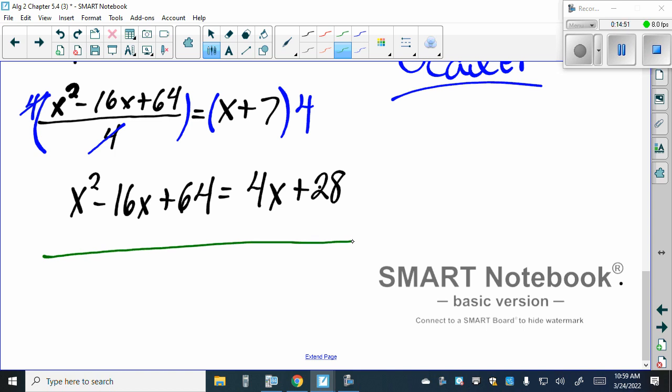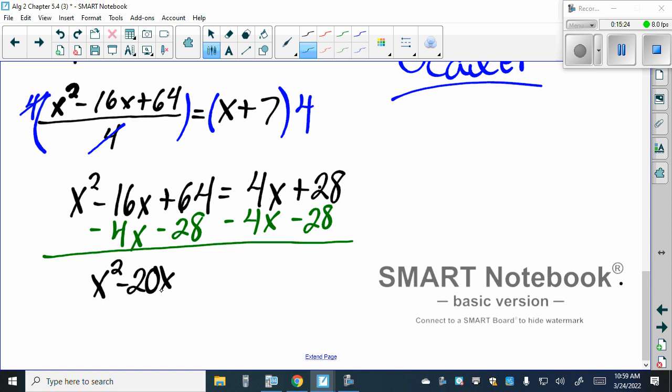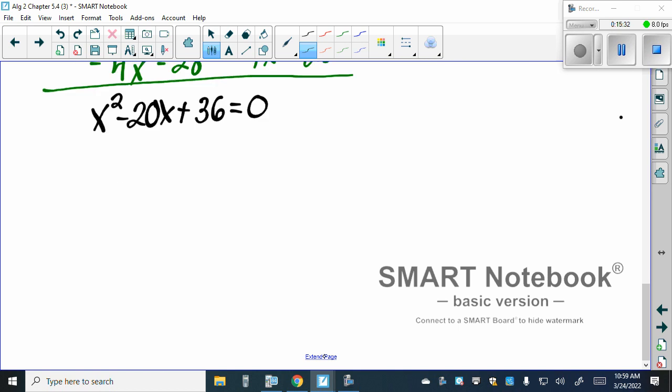Last but not least, since we do have a quadratic, we need this thing equal to 0. So we can subtract 4x from both sides. I have a feeling that some of y'all are running out of paper. Yes? Yeah, let's go and subtract the 28. It's a little bit nicer here to do both, unlike earlier when we just had 2x. It would be squished trying to get the 2x and 8 all in the same spot. What that tells us is that we have x squared minus 20x plus 36 is equal to 0.